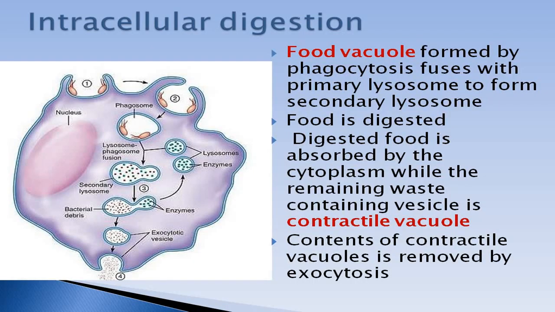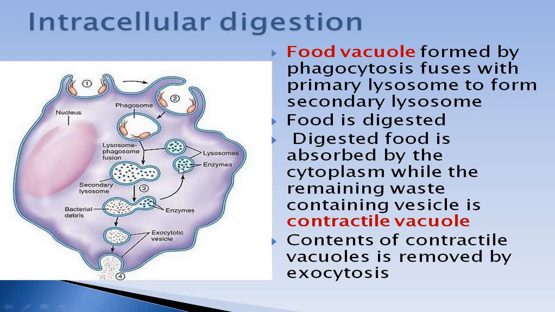So the lysosomes are responsible for three major functions, that is intracellular digestion, autophagy and autolysis. First one is intracellular digestion. In this, as we just have seen, the food vacuole which is formed by phagocytosis is called a phagosome. When it is combined with a primary lysosome, it makes up a secondary lysosome.